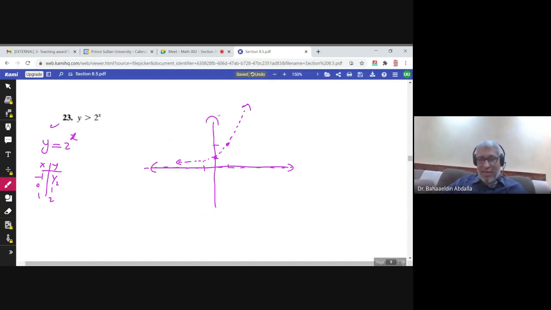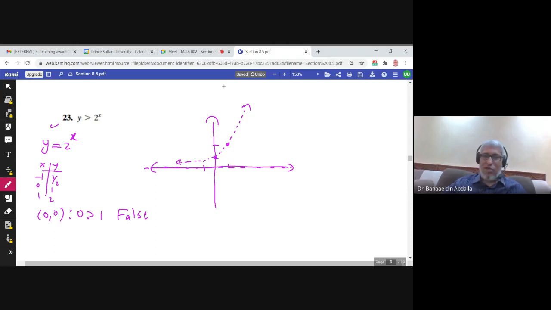Either it is this part above or this part below the function. So let us choose, for example, the point (0, 0). The point (0, 0) is in the lower half. If you choose (0, 0), 0 is greater than 2 to the power 0. 2 to the power 0 is 1. Is 0 greater than 1? No, false. So this is not the solution.